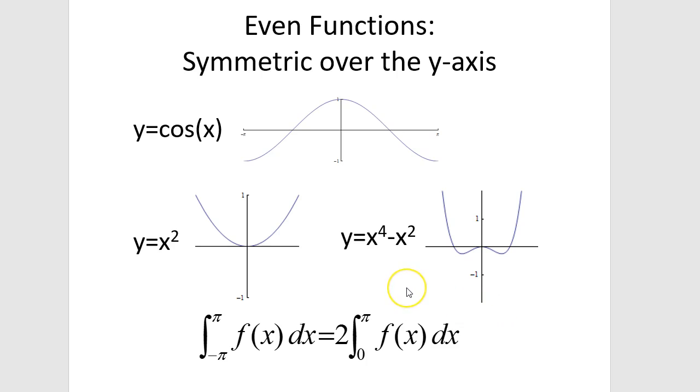They both have graphs that fold evenly if you fold them along the y-axis. Now, this has some important consequences in terms of the integral. If you integrate from negative pi to pi of such a function, then it is the same as doubling the integral from 0 to pi of the function, because just integrating the right side will be the same as integrating the left side. So instead of integrating everything, why not just integrate the right side and double it?